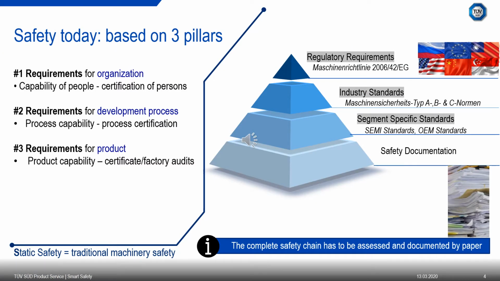The concept of safety today is based on three pillars. It's the requirement to an organization. I call it the safety culture. Certification of people is one example, capability of people. Requirements to the development process are well known: the process capability to develop and to produce. And the requirement to the product itself: product capability, certification, and factory audits over lifetime.